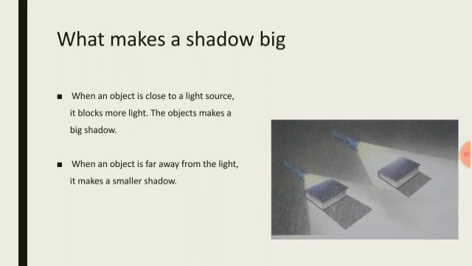When an object is far away from the light, it makes a smaller shadow. In the second picture, you can see a book is far away from the source of light or torch, so it blocks less amount of light. So it makes a smaller shadow as compared to the book which is close to the source of light or torch.